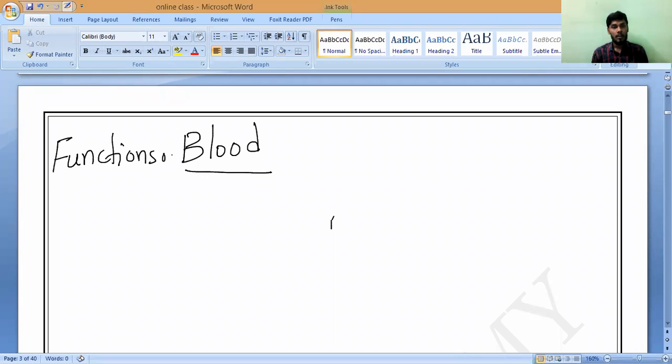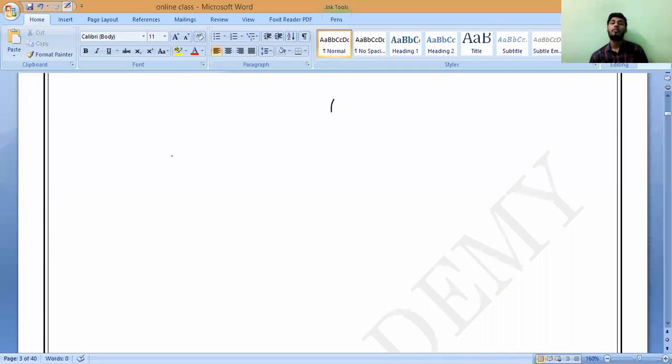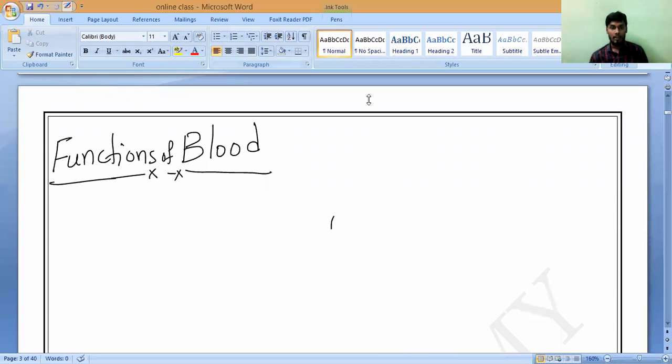Next concept we are going to discuss: functions of blood. All of you keep reading. Till now we have studied the parts individually. Now all these parts together are called blood. So what are the functions of blood? Why do we have blood inside our body? What is its importance? That is what we will study now. Shall we start?